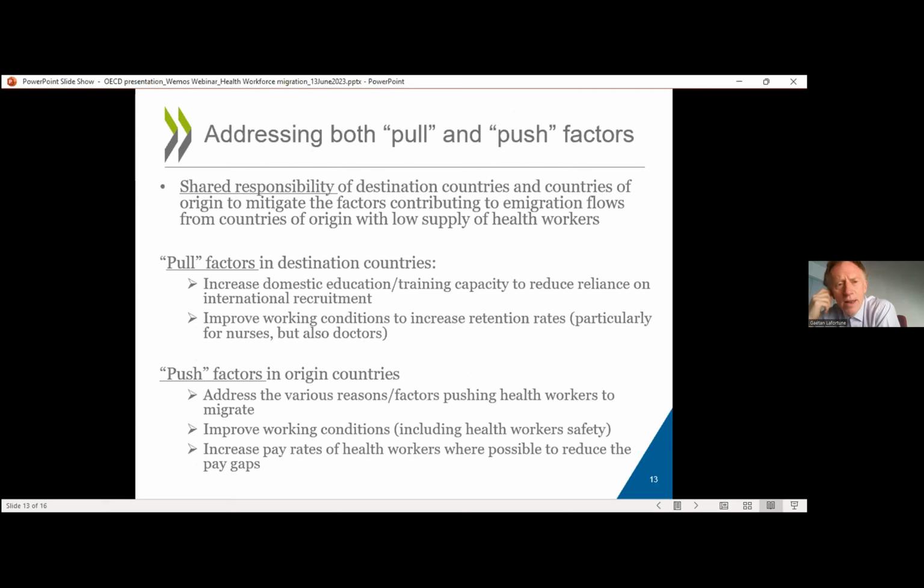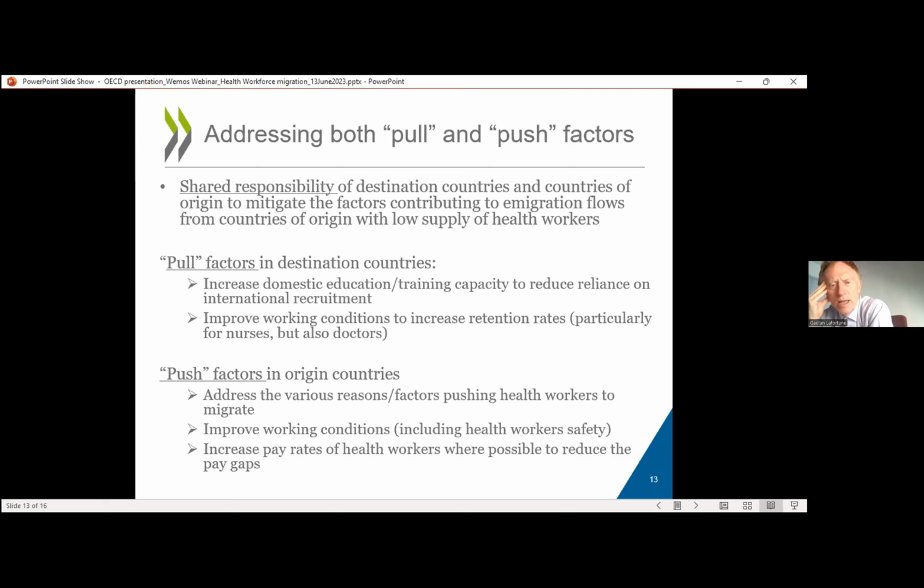The third and last policy response is a broad one, but migration is the result of both pull and push factors. Pull factors from destination countries who are seeking to recruit workers from other countries to fill their domestic gaps, and also push factors, which reflects the fact that the working conditions of doctors and nurses in many countries are not great. And so the workers are legitimately looking for either better pay, better working conditions, better safety at work. And so it's a shared responsibility in a sense.